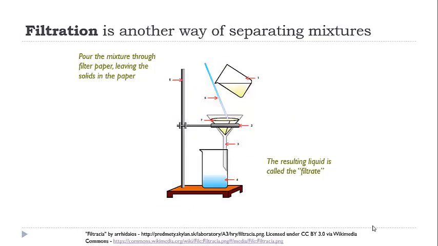Filtration is another method of separating mixtures. What we're doing here is we're pouring mixture through filter paper, leaving the solids in the paper. You can see the beaker up there labeled number 1, and you pour the liquid down a stirring rod into the filter paper, and the filter paper holds the solids and the filtrate comes through down into the bottom.